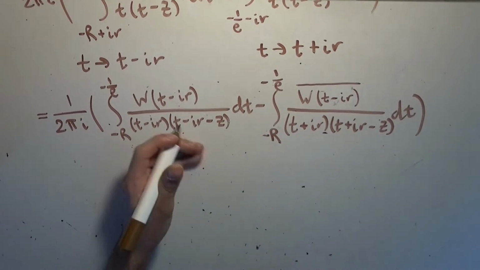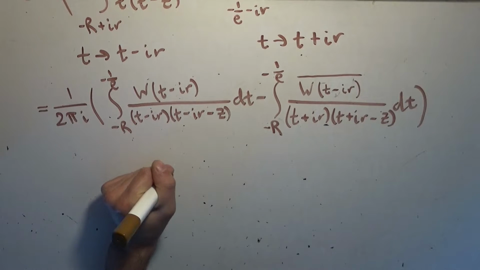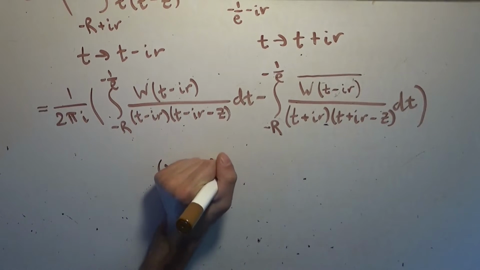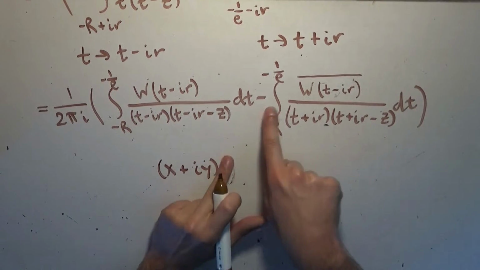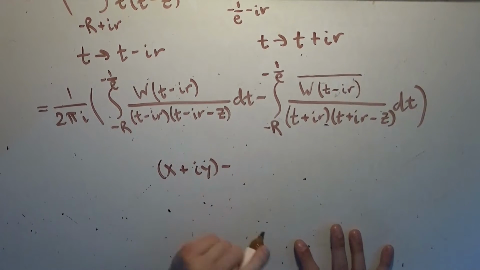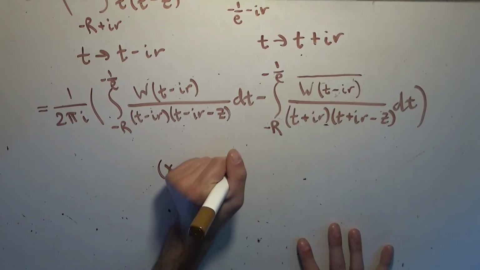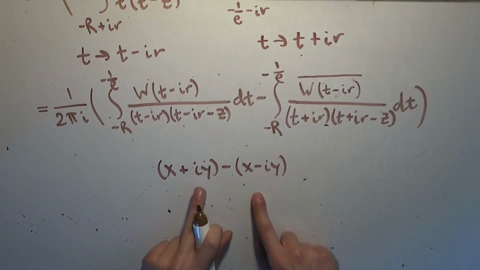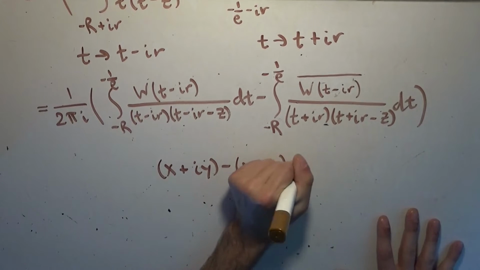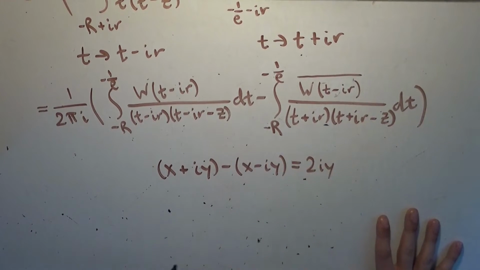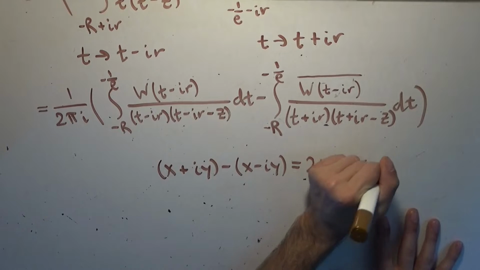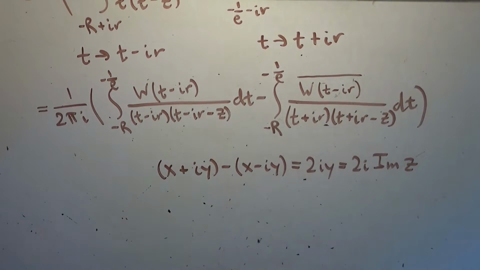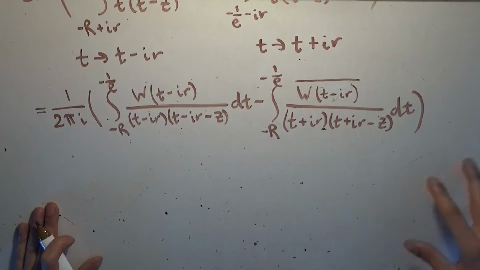And when you take a complex number, x plus iy, and you subtract it from its conjugate, like so, what do you get? You get x minus x, which is 0, and you get 2iy, right? Which is to say you get 2i times the imaginary part of that number z, whatever it is, right?